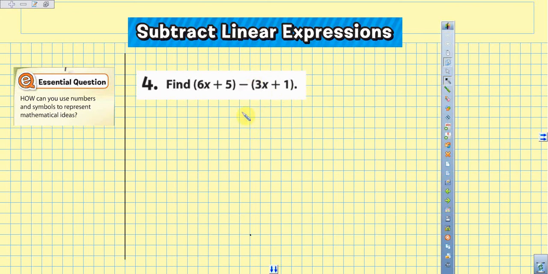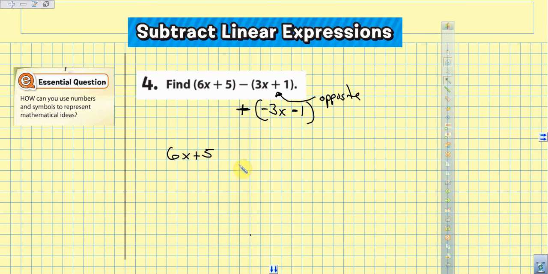So the part that we're going to add is this part here. We're going to add the opposite of what's happening in here. Opposite of positive is a negative 3x. Opposite of a positive is going to be a negative 1. So I'm going to set this up vertically. I'm going to have a 6x plus 5. And we're going to add that to a negative 3x minus 1.